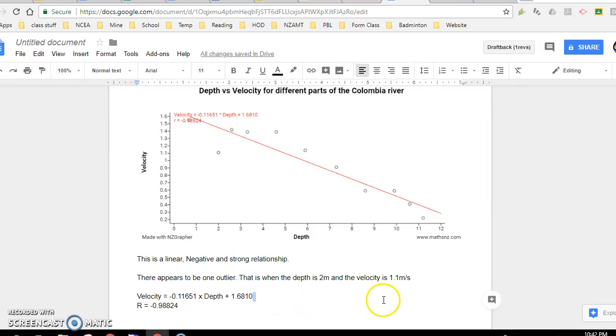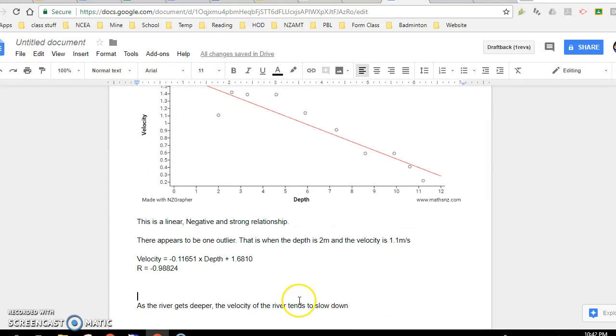Alright, so one of the things you're going to have to do is actually try and explain that in context. I've again taken the liberty. You could write something along the lines of, as the river gets deeper, the velocity tends to slow down. So it goes from bigger numbers to smaller numbers. That'd be alright. Let's go in a little bit more detail.